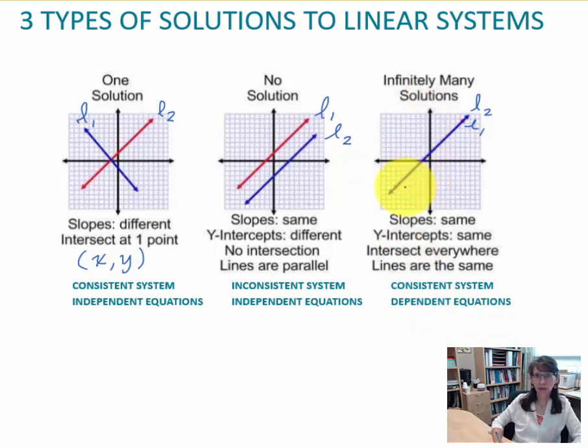So other characteristics that are important to talk about with these three situations is that back with one solution here, the slopes of line 1 and 2 are different from each other. The slopes for no solution would be the same slope but different y-intercepts. And we have different y-intercepts also for the one solution example. The last case here with the same lines, if the lines are the same, then they have the same slope as each other, and they also have the same y-intercept.